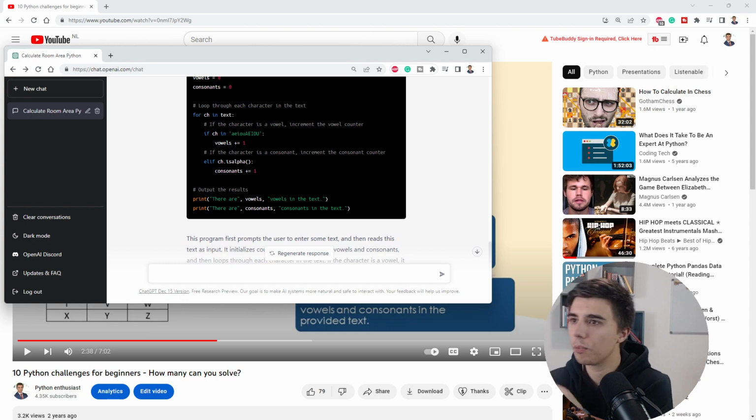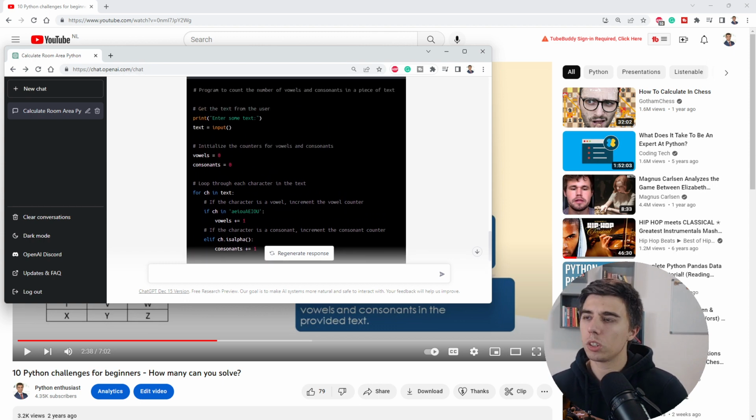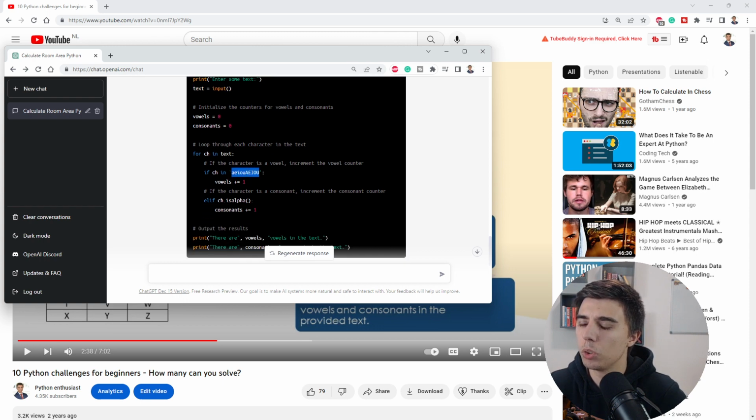So obviously, what I would personally do, maybe I can debug this a bit later, is take the text and make sure it's all lowercase. Then all you need to do is count the characters that are these five: A, E, I, O, U. Then you can get those. I would probably also remove the spaces and tabs and stuff like that.